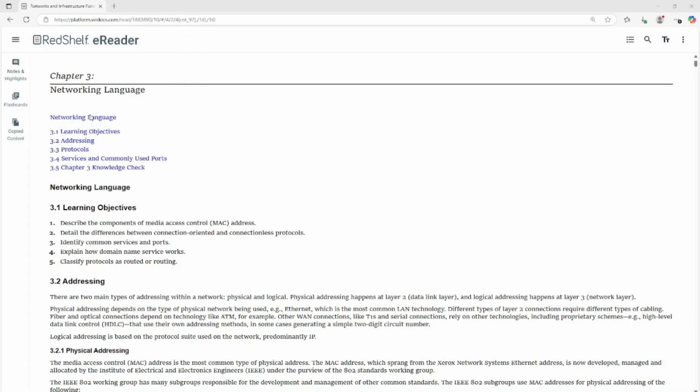In Chapter 3, Networking Language, that's our focus. After completing this chapter, you're expected to be able to describe the components of the Media Access Control MAC address, understand the difference between connection-oriented and connectionless protocols, identify common services and ports, explain how domain name service works, and classify protocols as routed or routing.